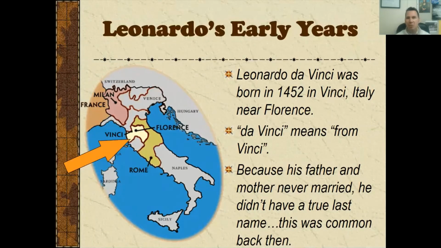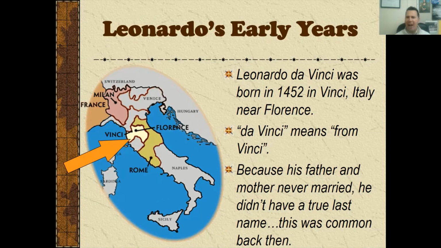So Leonardo da Vinci was born in 1452 in Vinci, Italy, near Florence. And what did I say? Leonardo da Vinci was born in Vinci, Italy? Did they name this town after Leonardo da Vinci? No, Leonardo was named after the town. So let me explain. Da Vinci in Italian means from Vinci. Leonardo from Vinci. And so, okay, you probably are starting to understand.